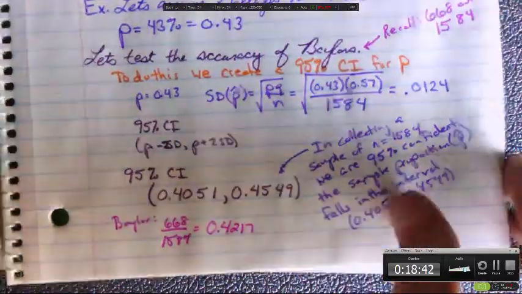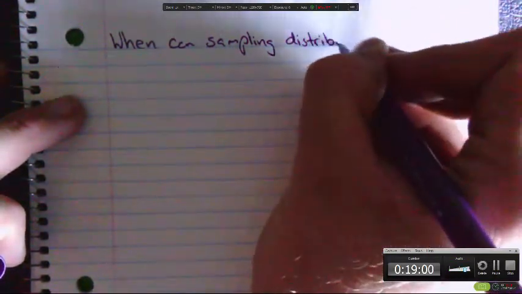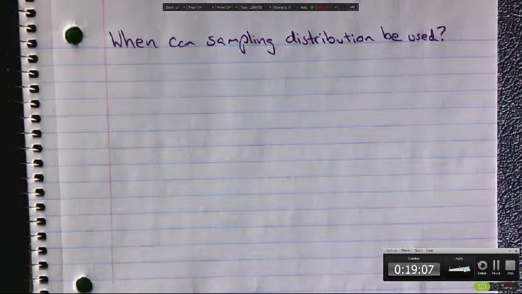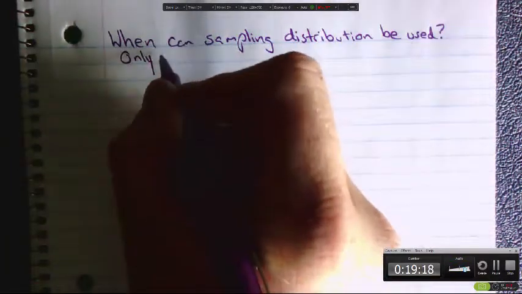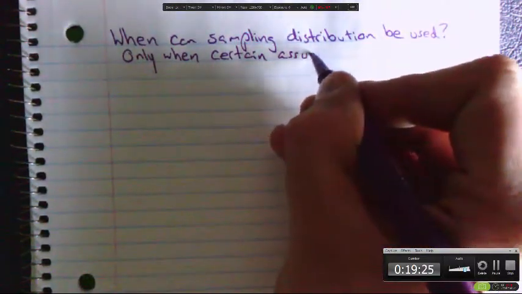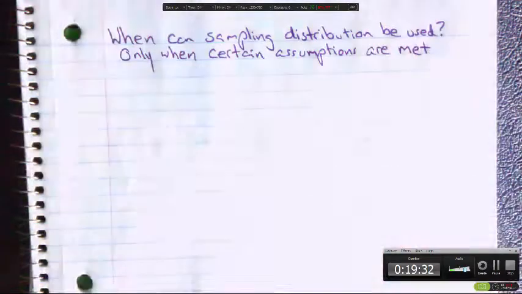So that actually brings us to the next part of our notes. When can sampling distribution be used? With large populations. Well, it's only when certain assumptions are met.